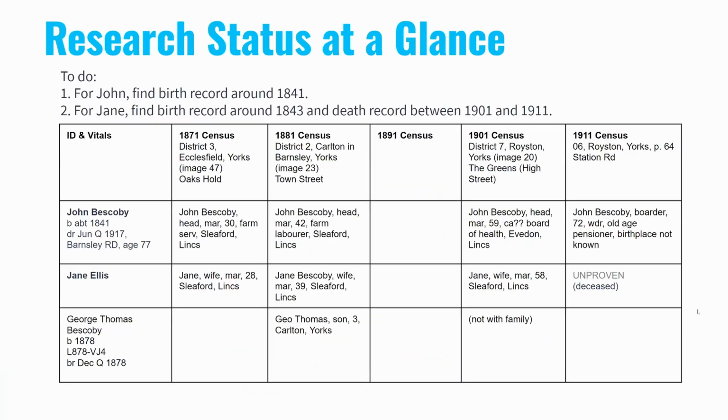Research status at a glance. We've kind of talked about this, but as a reminder, if I see this column that's blank, I know that I need to find that family. If I see under Jane's name that there's nothing, I know that I need some vital information on her. And then, of course, there's the to-do list if you choose to put one at the top of your grid.